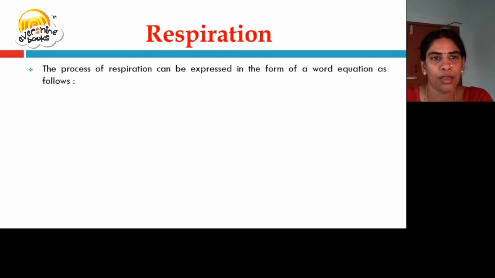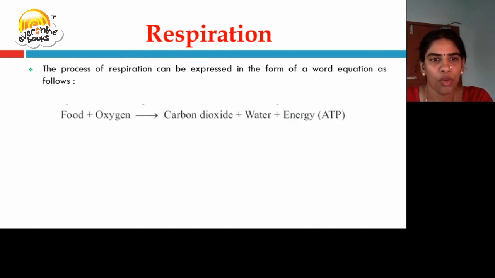The process of respiration can be expressed in the form of a word equation. Food, when mixed with oxygen, releases carbon dioxide, water and energy. Here, carbon dioxide is removed while energy is taken in the form of ATP, that is adenosine triphosphate.